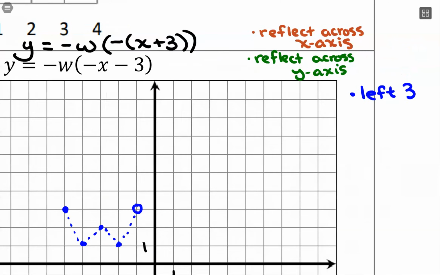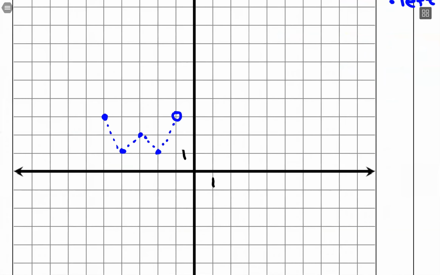Alright, so reflecting across the x-axis. So we're taking our y values and changing their sign. So what that will look like is moving down here below the x-axis. We just take those y coordinates, and they're now all negative where they were positive before.